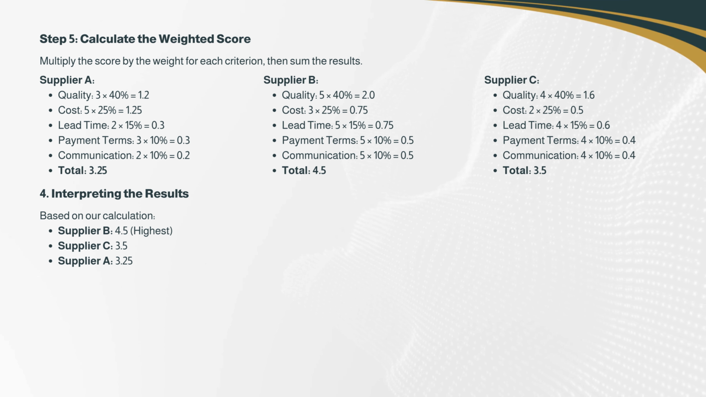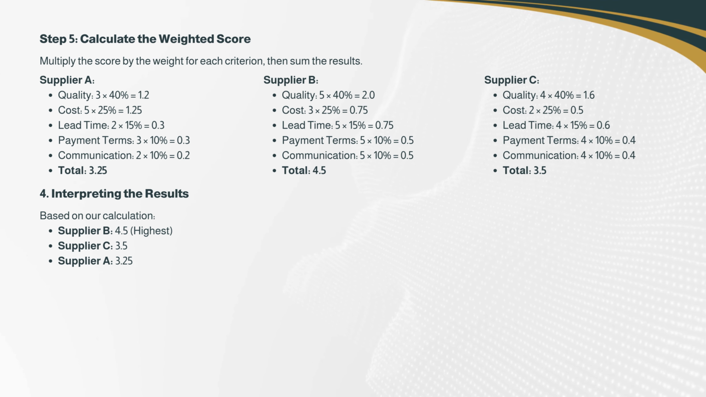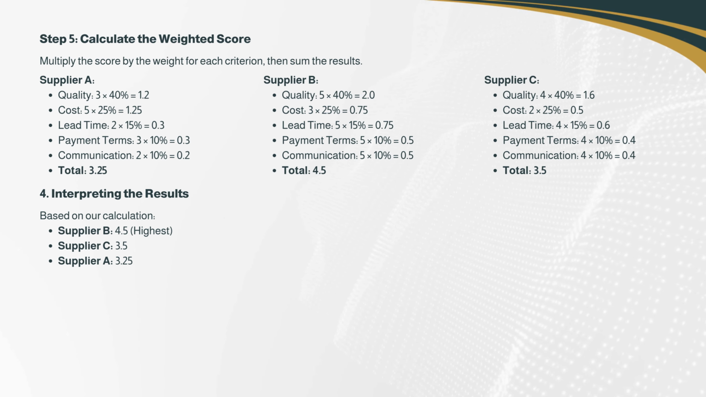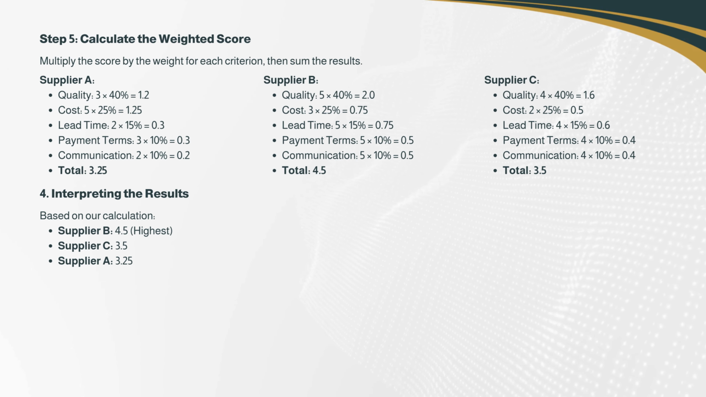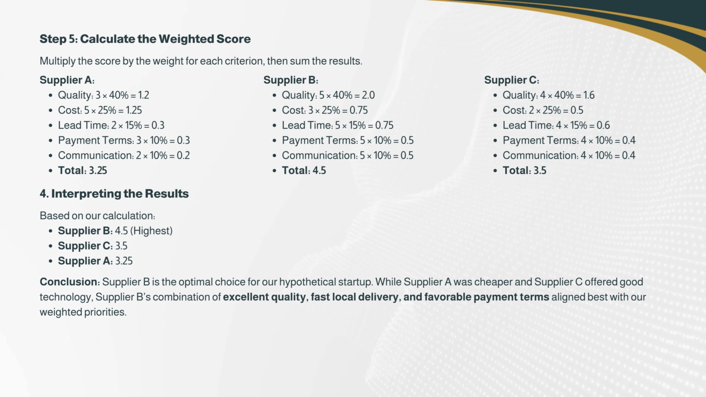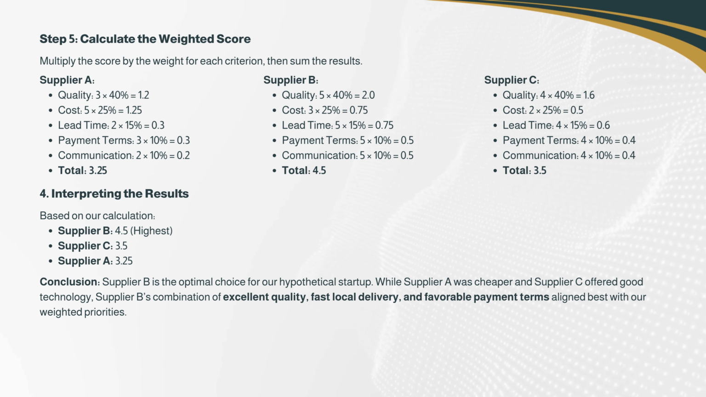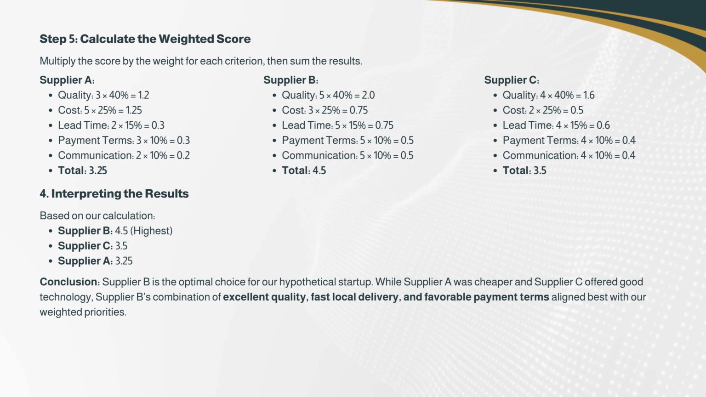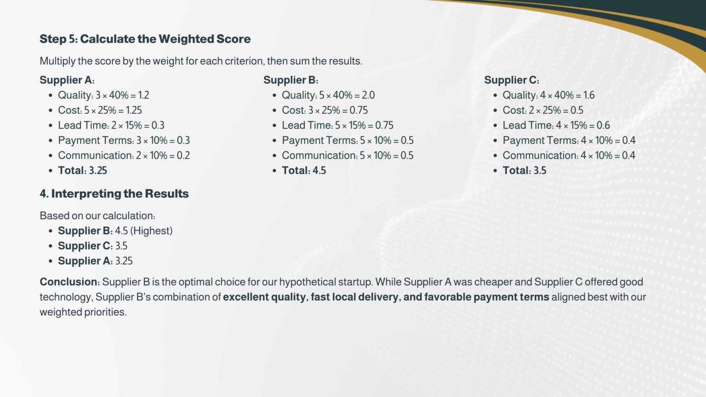4. Interpreting the results. Based on our calculation, Supplier B, 4.5, highest. Supplier C, 3.5. Supplier A, 3.25. Conclusion. Supplier B is the optimal choice for our hypothetical startup. While Supplier A was cheaper and Supplier C offered good technology, Supplier B's combination of excellent quality, fast local delivery, and favorable payment terms aligned best with our weighted priorities.